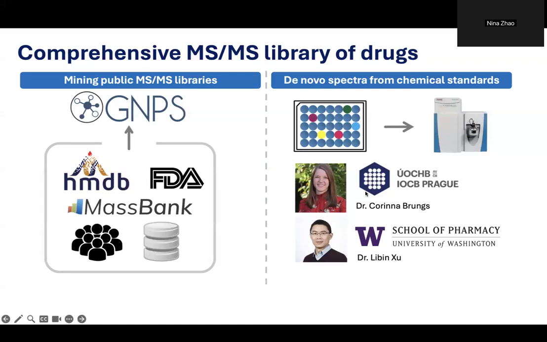In addition to that, we also collaborated with Dr. Karina Brax from Czech Republic because Karina recently analyzed more than 2,000 chemical standards on the mass spectrometry to generate their reference spectra.